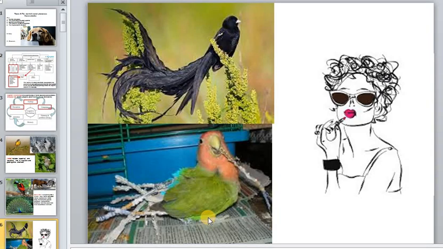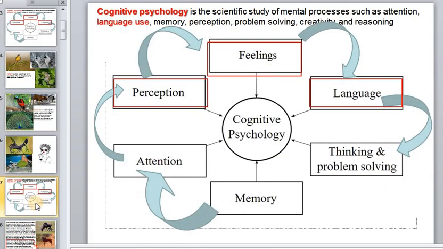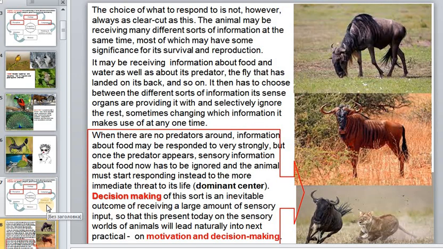So this parrot is really nice and very funny. So we find ourselves in the world of information and the ability to perceive it, and where the choice of what to respond to is not, however, always as clear-cut as this. The animal may be receiving many different sorts of information at the same time, most of which may have some significance for its survival and reproduction.